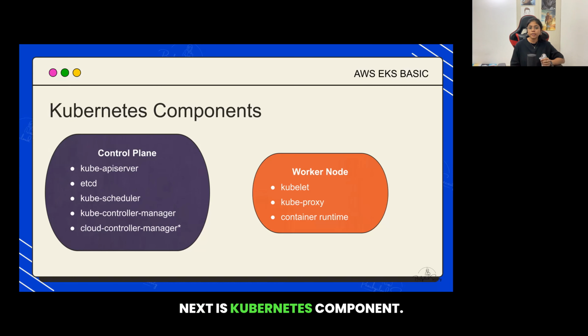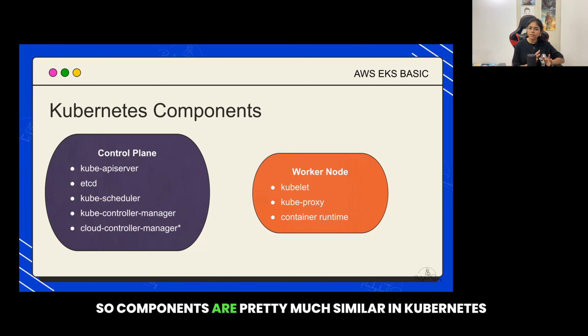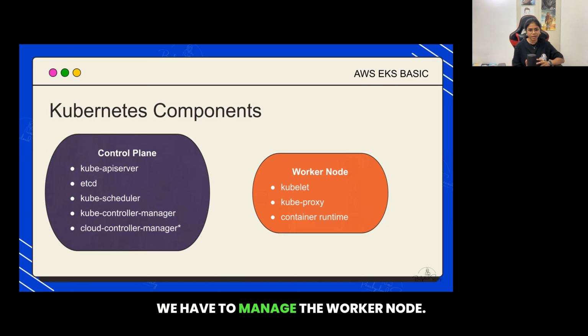Next are the Kubernetes components. The components are pretty much similar in Kubernetes as well as in EKS. We have a control plane and worker nodes. In a traditional Kubernetes environment, we have to manage everything, the control plane and the worker nodes as well. Whereas in AWS EKS, the control plane is managed by the cloud provider, that is AWS in our case, and we have to manage the worker nodes.